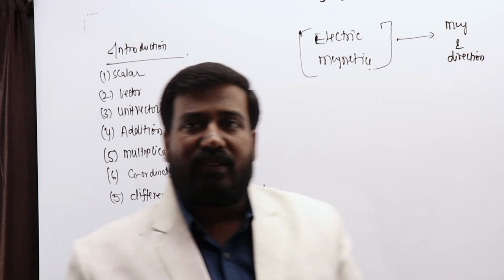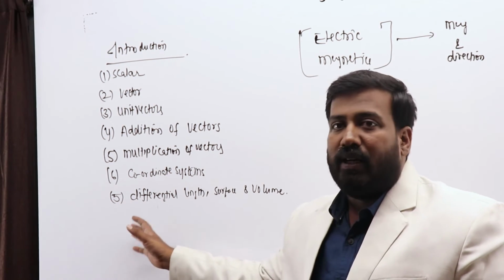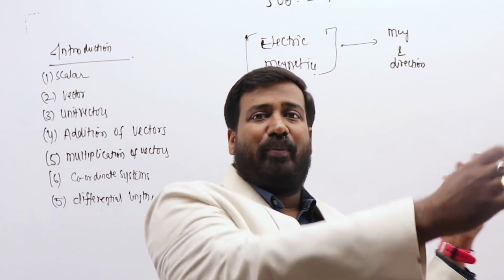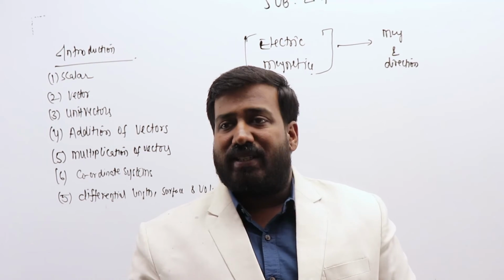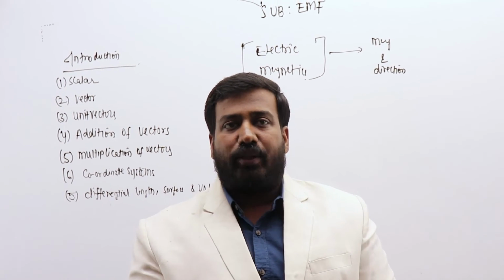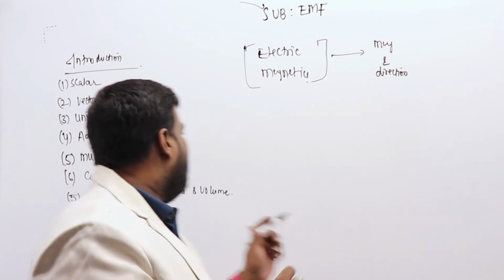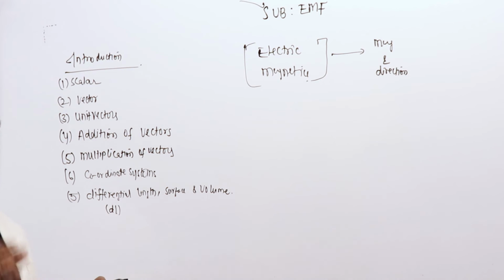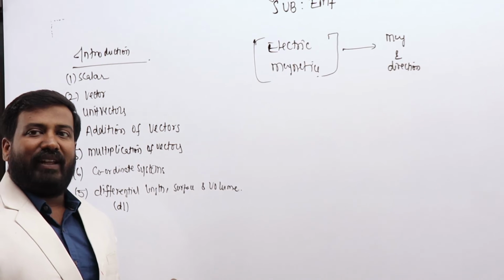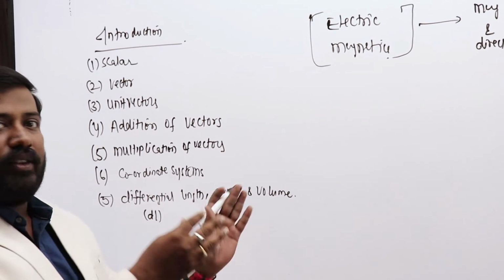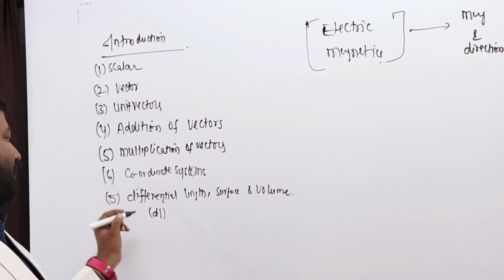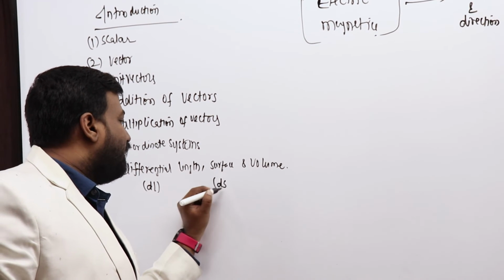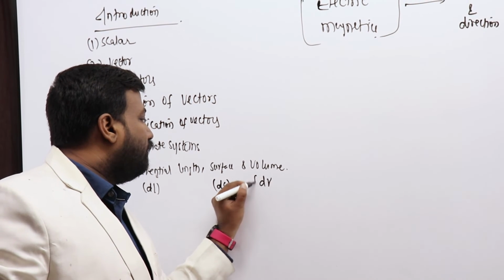Why this differential length, surface and volume are useful for us is, for example, I want to find electric field in 100 kilometer length of line, which is practically impossible. So what we try to do is we try to find a small length called differential length. And we try to integrate it over a line integral so that we can find electric field over the length of 100 kilometers. So that's the basic idea of understanding of differential length. Similarly, differential surface ds and differential volume dv.